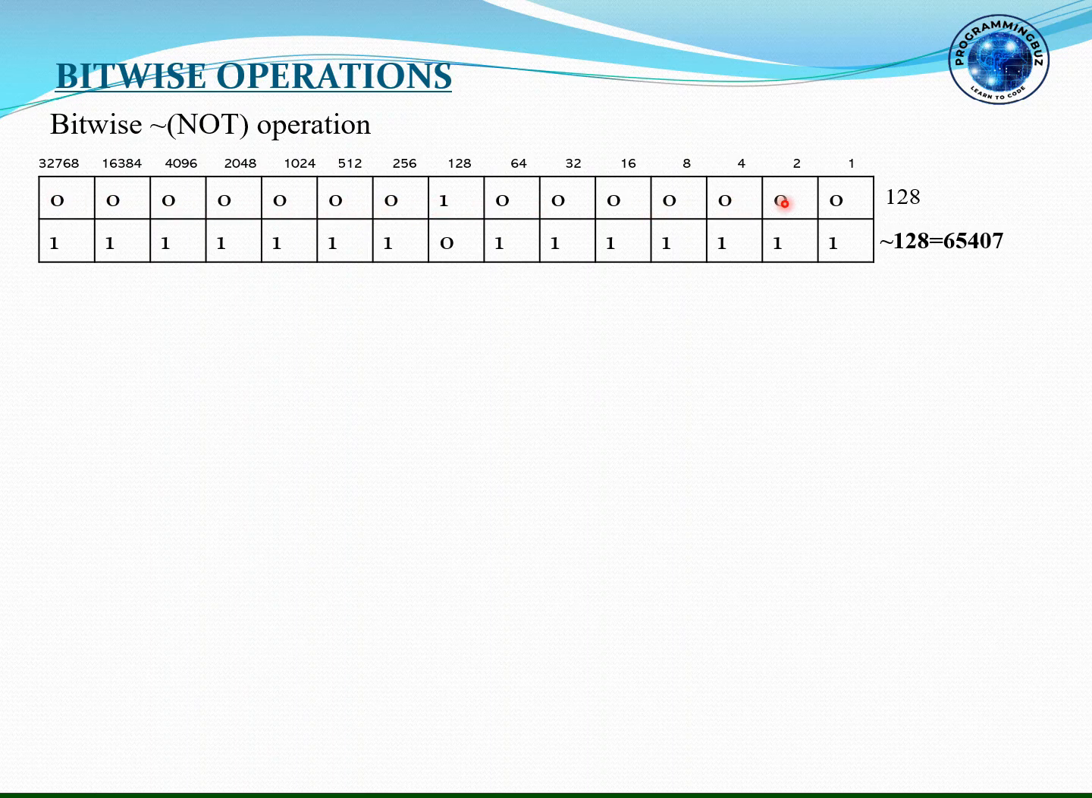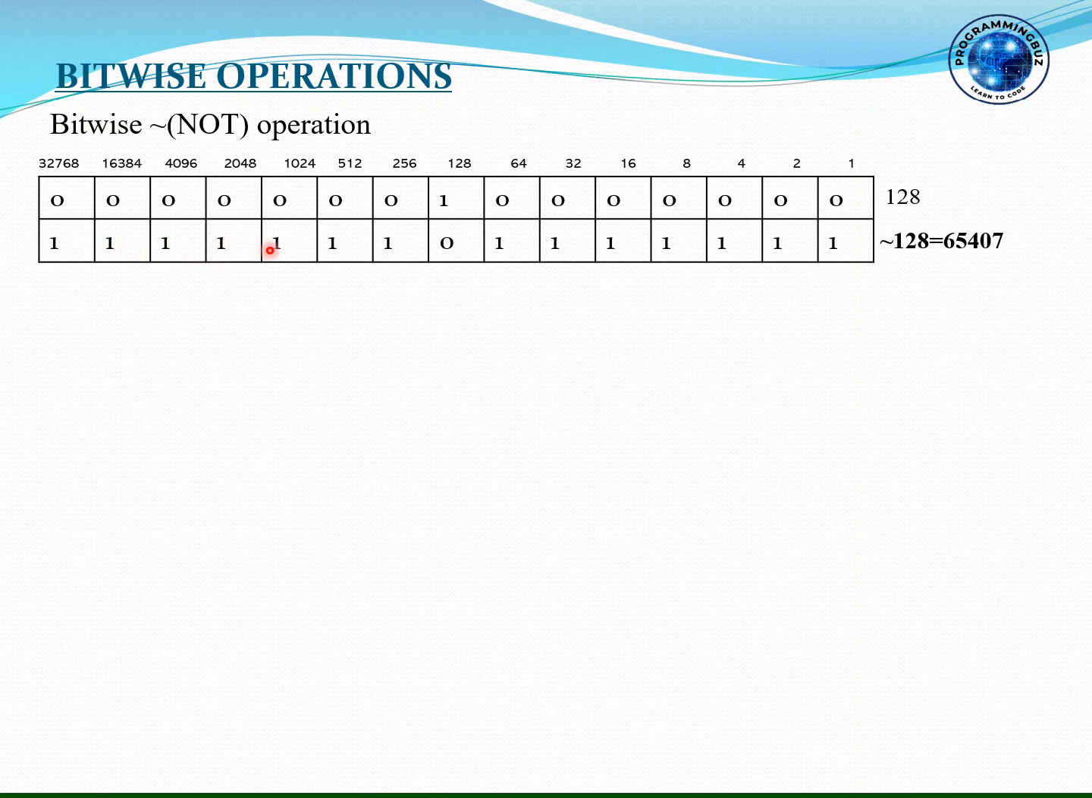So let us do the NOT operation. So here NOT of 0 is 1. So similarly NOT of 0 is here 1. So here also 1, 1, 1, 1, 1. So here NOT of 1 will be equals to 0. So NOT of 0 equals to 1, 1, here also 1, here also 1, 1, 1 and 1.